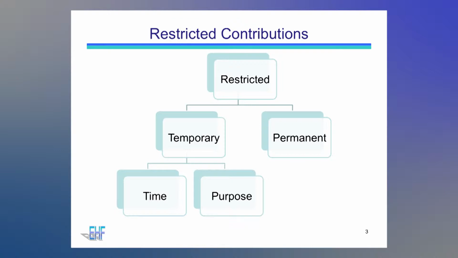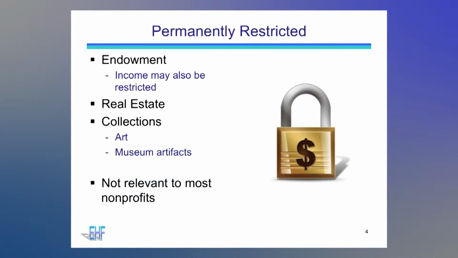The simple answer is it's a gift on which the donor has placed a restriction. But of course, it's a little more complicated. Restrictions can be permanent or temporary, and temporary restrictions can be for purpose or for time. Permanent restrictions happen when a donor restricts the contribution to an endowment that should never be spent.